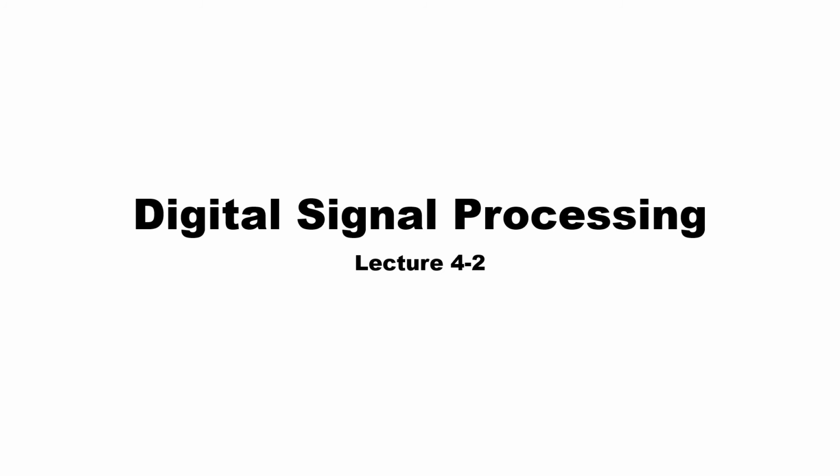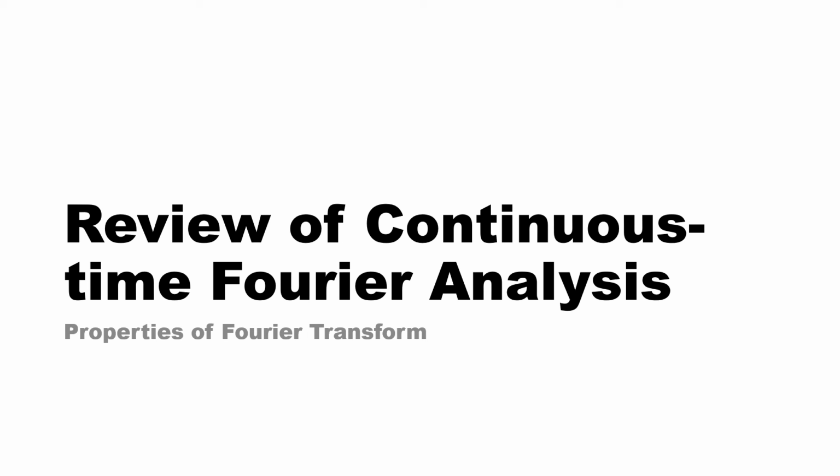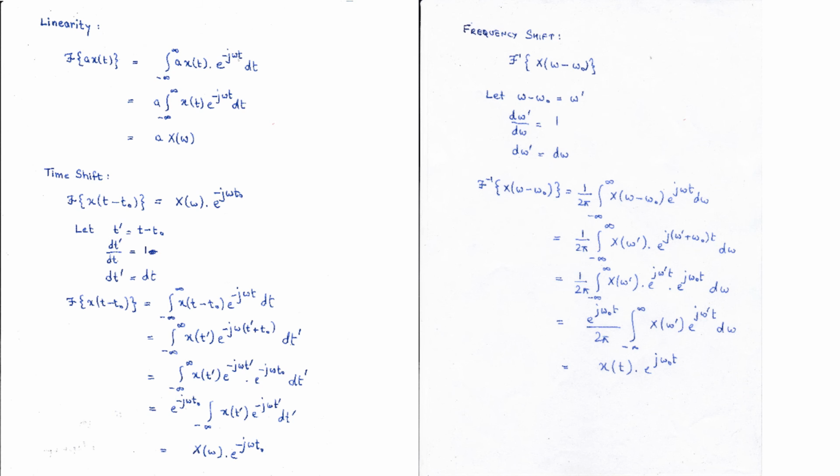In the first part, we did some review of Fourier analysis, continuous time Fourier analysis rather, and we saw some Fourier series and Fourier transform of some common signals. Now we are going to study the properties of Fourier transform. Not all the properties, we will be reviewing a few properties that we will be using in the preceding topics. So the first property is the linearity property.